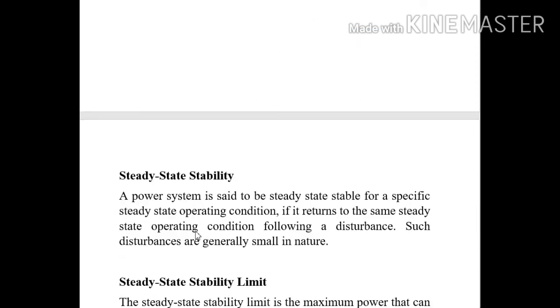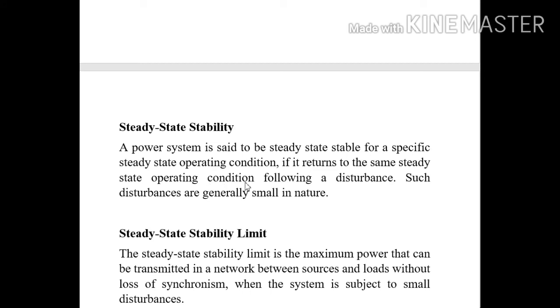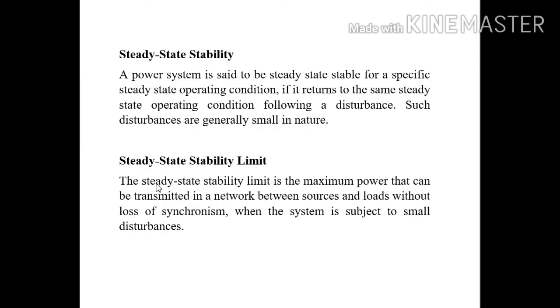Then coming to the definition of steady state stability. A power system is said to be steady state stable for a specific steady state operating condition if it returns to the same steady state operating condition following a disturbance. Such disturbances are generally small in nature. As these disturbances are small in nature, hence this is called steady state stability. Then what is the steady state stability limit?